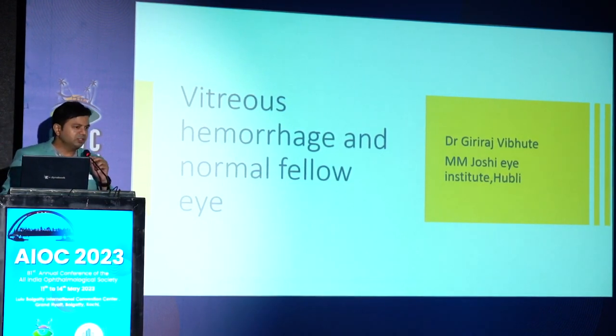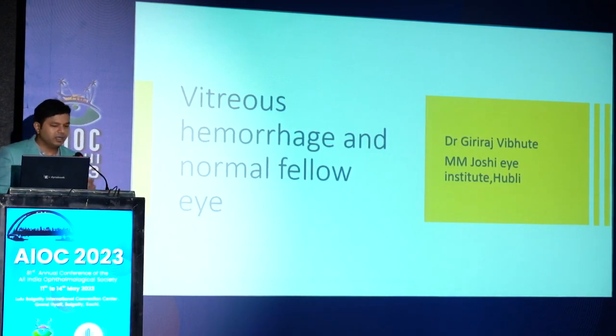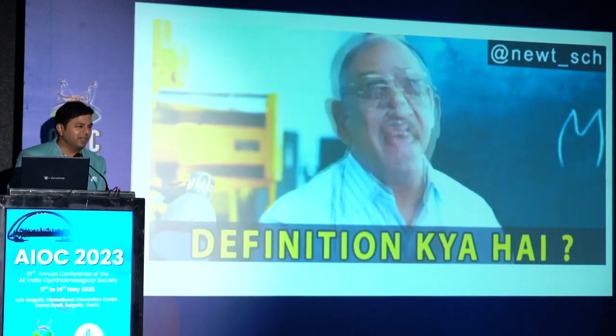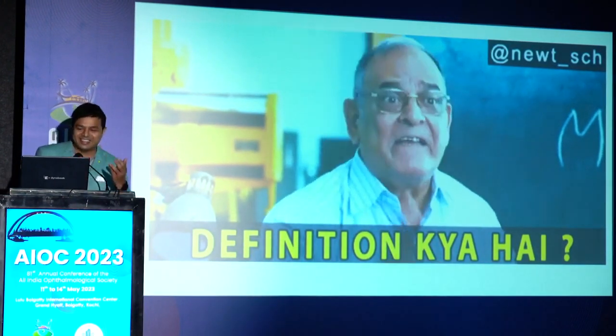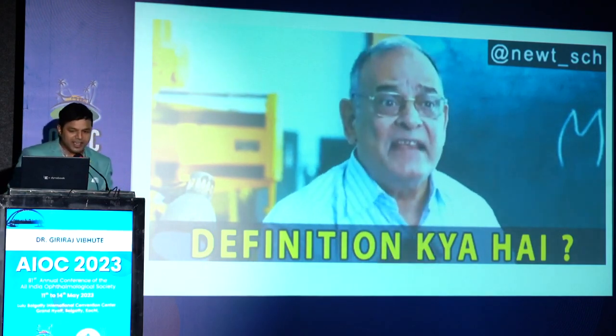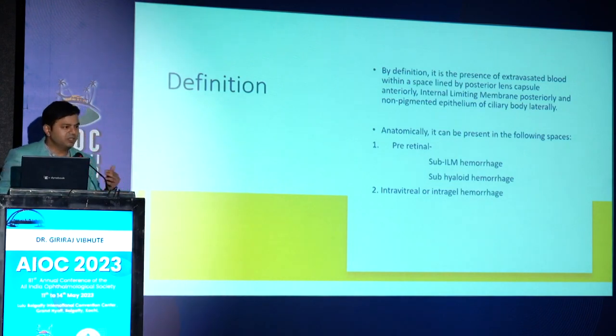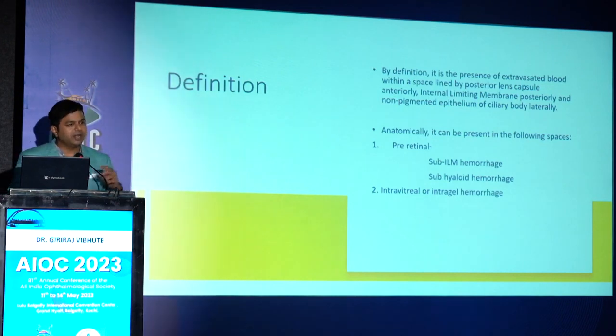Let me start with the first topic of this first session for today, vitreous hemorrhage and the normal fellow eye. So what is the definition? Somebody might ask the PG students who might be seeing this recording. By definition, it is the presence of extravasated blood within a space which is lined posteriorly by the ILM, anteriorly by the posterior lens capsule, and laterally by the unpigmented epithelium of the ciliary body. So it can be either sub-ILM bleed, subhyaloid hemorrhage, or intragel hemorrhage.